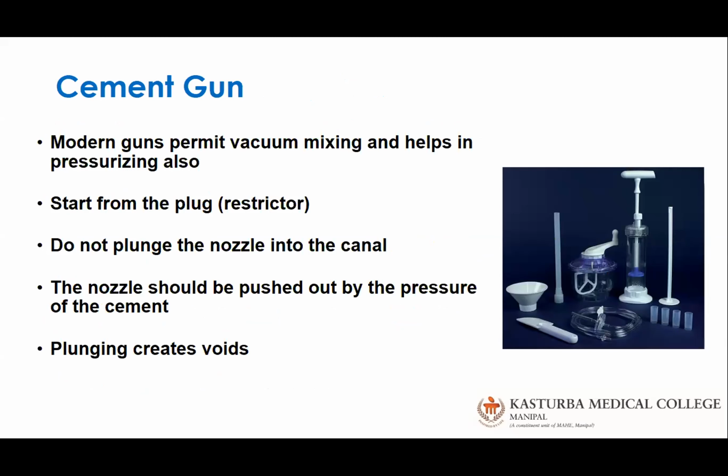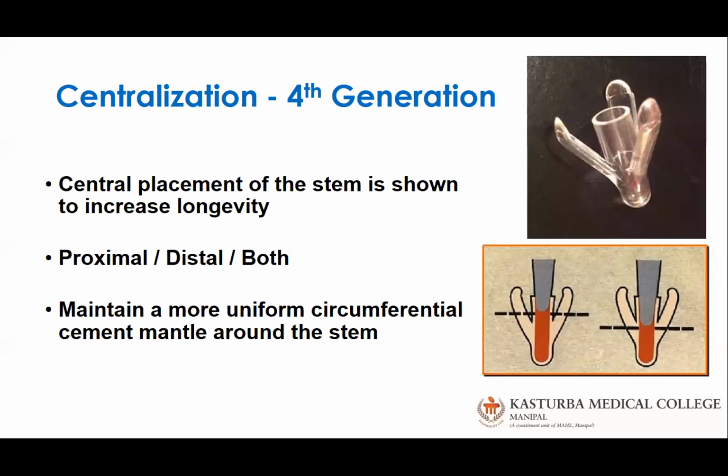Modern guns also permit vacuum mixing. Start with the plug, and the nozzle you do not plunge. You put the nozzle near the cement restrictor and start pushing, and your nozzle should be pushed away by the cement itself rather than you pulling it. If you pull it, it creates voids and air bubbles.